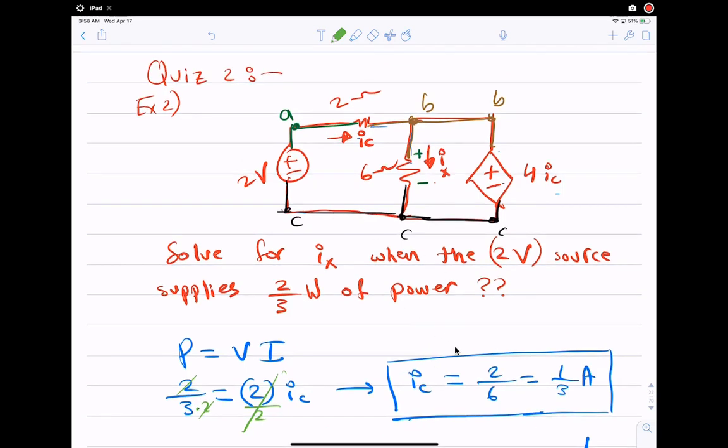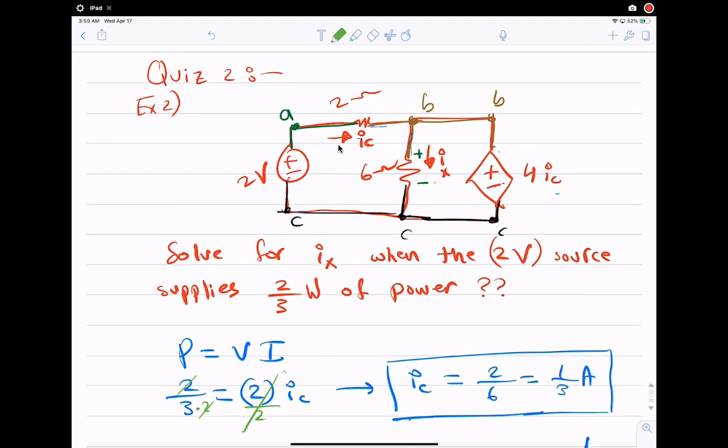Okay, why did I say IC? The current here is not IC, this is the current IC. But bear in mind that here it's the wire, the current would go this way, would go through the voltage source, would go through the resistor without splitting. That means the current IC is the same current as the current going through the 2-volt source. So I use this information, the power, to find the current here, which also indicates the current IC equals 1 over 3 ampere.